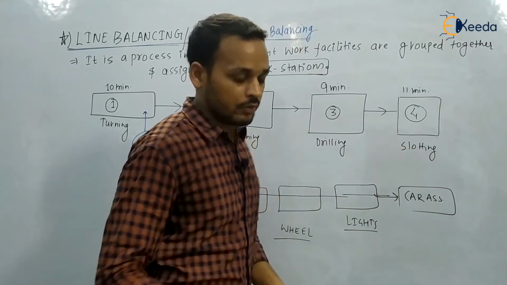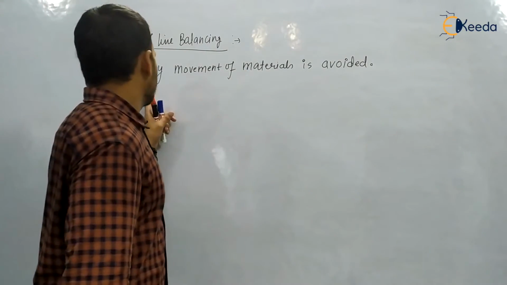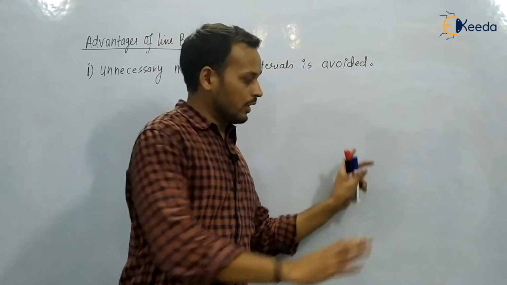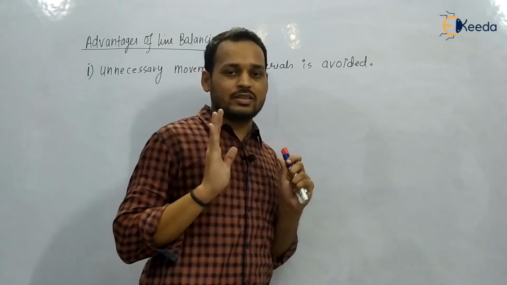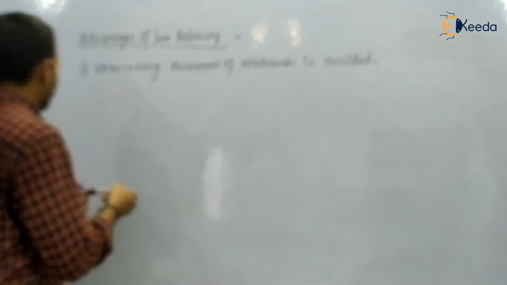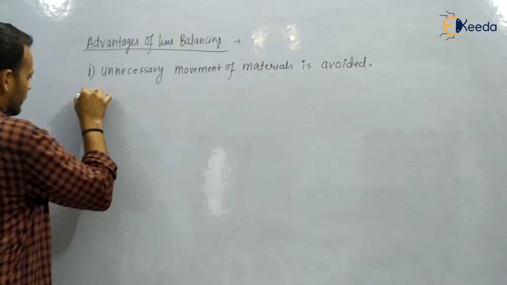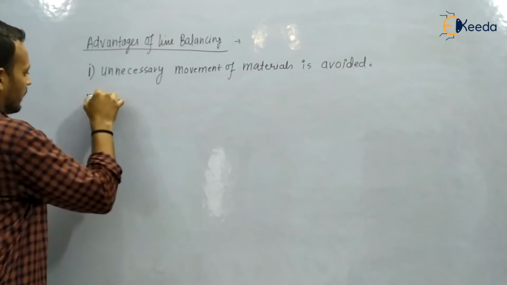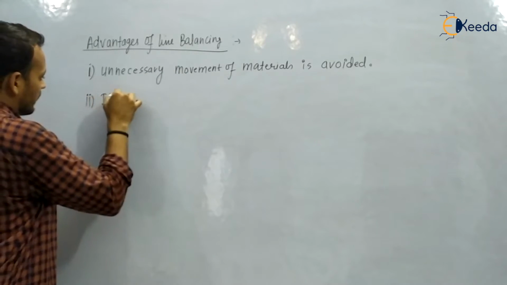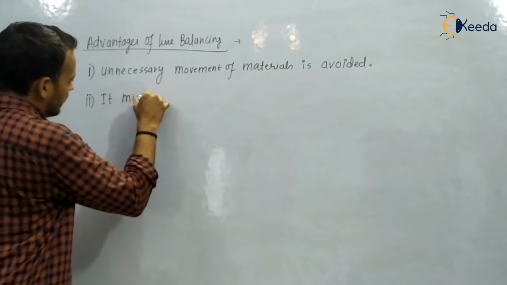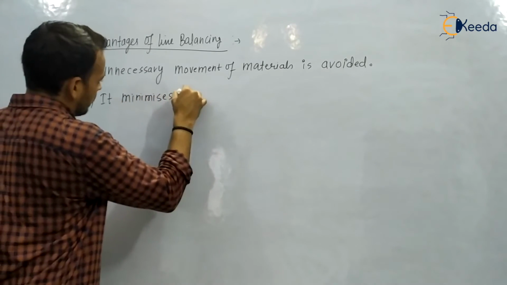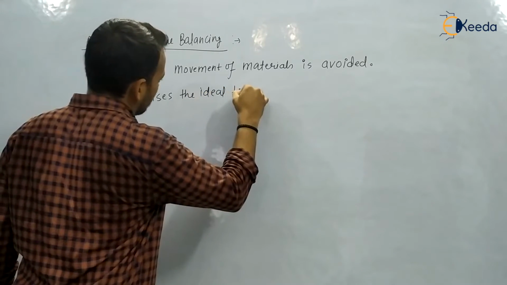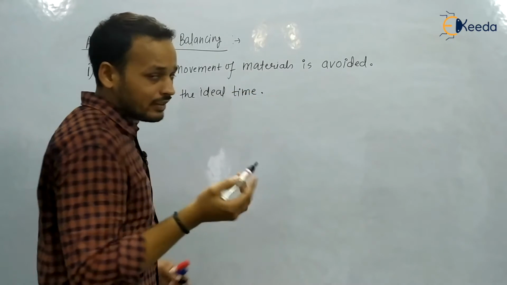So I am going to write the benefits. The first advantage we have seen from that production plant table is that unnecessary movement is avoided. The second is that since the unnecessary movement is avoided, what will be the advantage of this? That it minimizes the idle time.